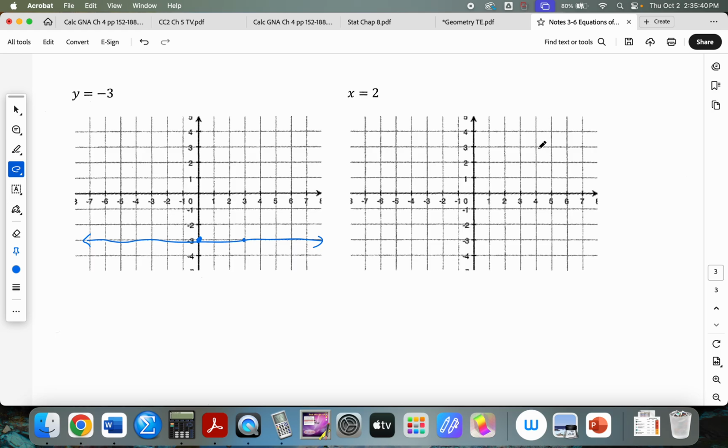All right, what about this one? It's up and down, it's vertical. And it doesn't change. You've got a 2 on the x-axis. It's going to cross the x-axis. It's never going to touch the y-axis. And it's all the points where x has a coordinate of 2.